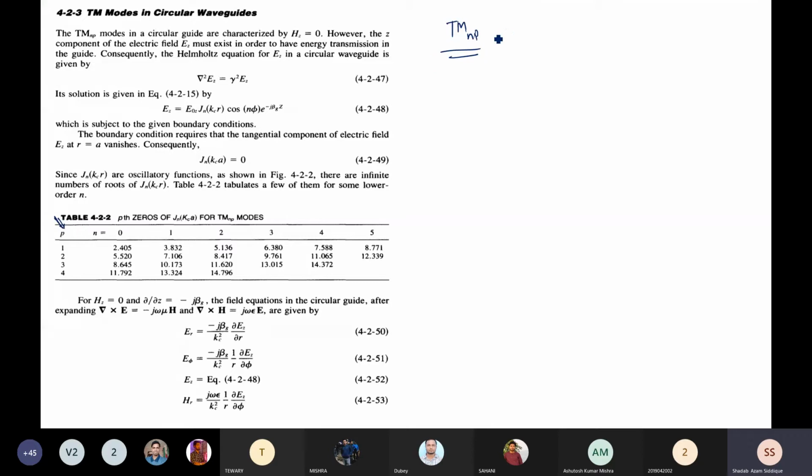If you have Xnp, Xnp will be a function of Bessel. This is from the Bessel function table. This is not from the TE mode or TM mode, it is simply from the Bessel function, and this can be found out from Bessel. This table is fixed. The value which I have told you, X dash np, which was X dash 11, is equal to 1.841. So that is fixed.